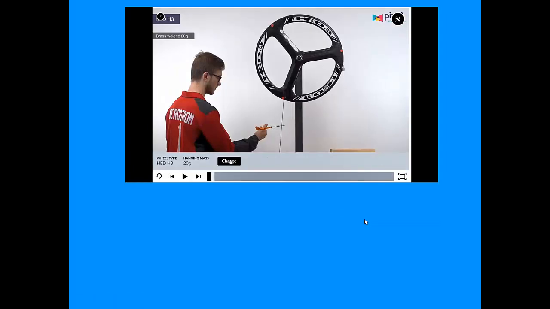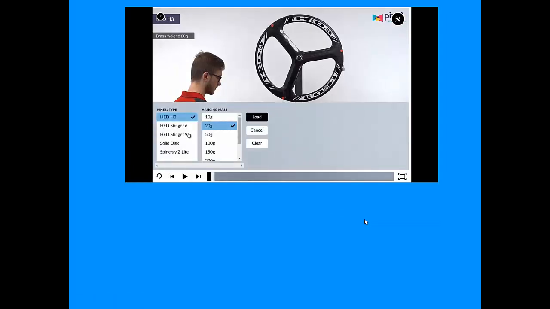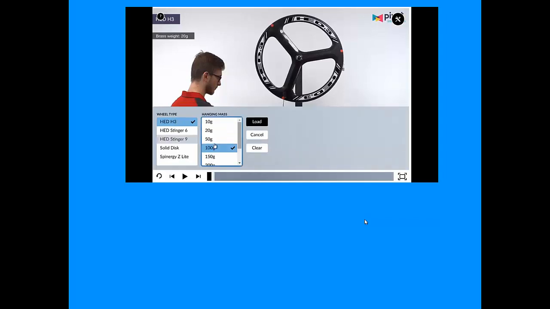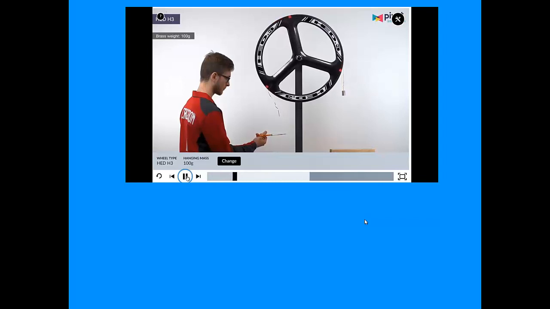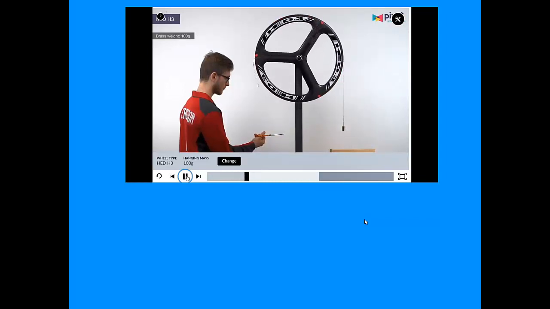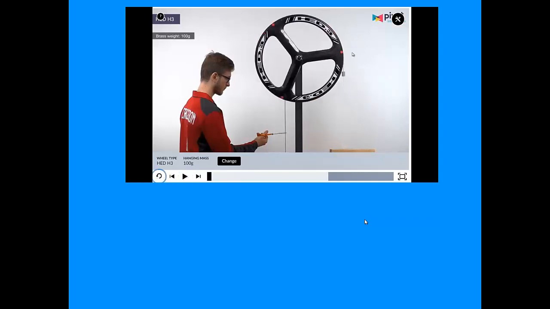All right, now down at the bottom, you can change some things. You can change the type of wheel, although we're going to keep ours constant. All right, we're going to use that top one. And then you can change the hanging mass. Lots of different ones. So I'm going to change it to 100. So right now there's 100 grams hanging off the side, 0.100 kilograms. Right? And if we run it, you'll notice when he cuts the cord, it starts to accelerate angularly. Or the masses accelerate as they fall, and the wheel accelerates rotationally.